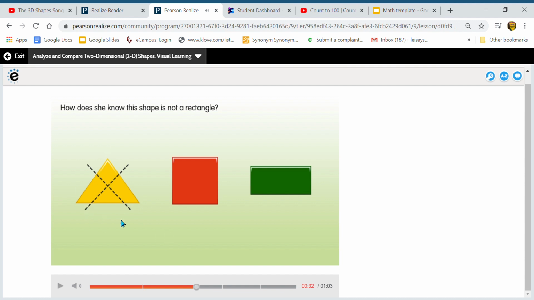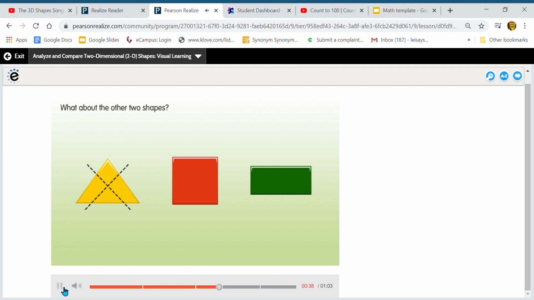How do we know that this is not a rectangle? Because it's a triangle and it only has 3 sides. How many vertices? You remember what a vertice is? That's the corner, or where the edge meets. A triangle has how many vertices? 3. 1, 2, 3. But we know a rectangle has 4. 1, 2, 3, 4. So we know that this is a triangle because it has 3 sides and 3 vertices, because it does not have 4 sides and 4 corners.